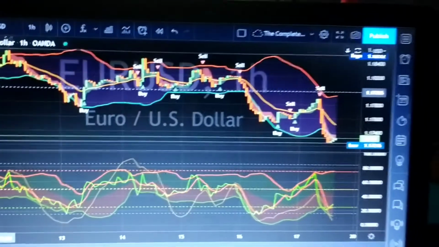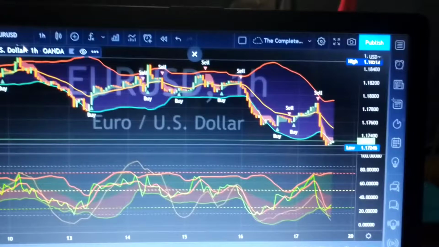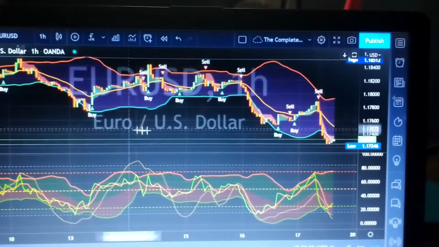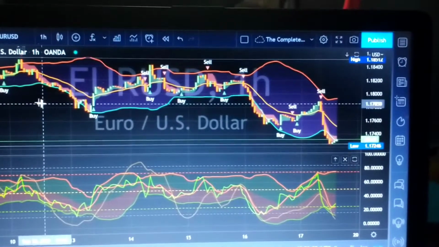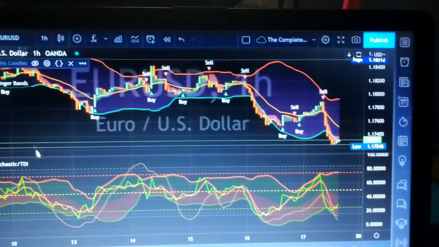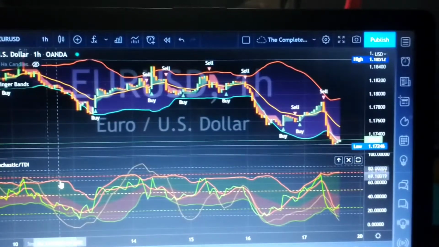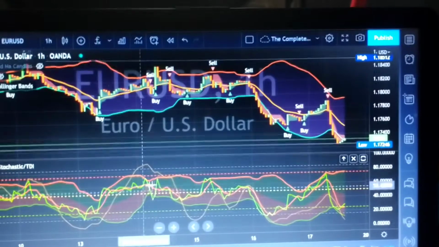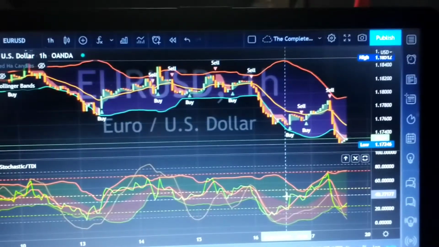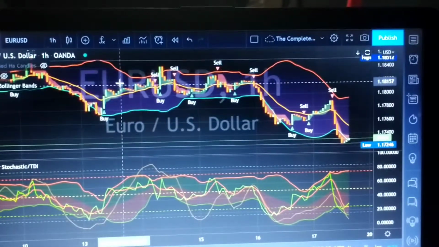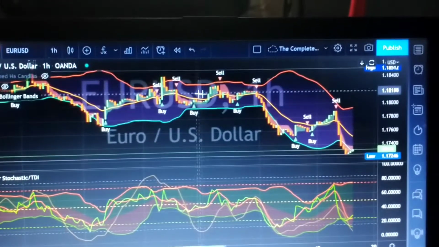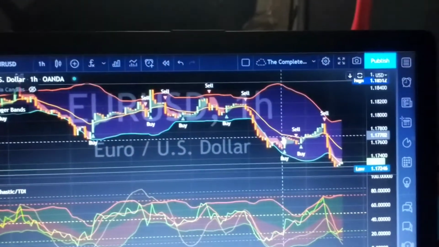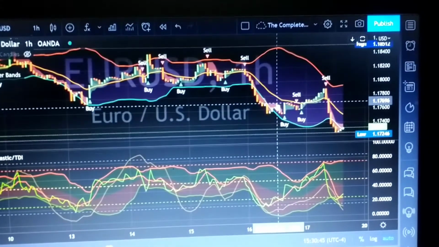Alright, so let's go ahead. We're on the Euro right now on the 1 hour. You can see that this is all set up. This down here, I'll open this up, is called the Stochastic TDI. This is the indicator I custom coded. It has a bunch of things on here that you have to take time to look at and digest. This up here is called the Super Bollinger Bands. It's set up to show you exactly what it's showing you here now.